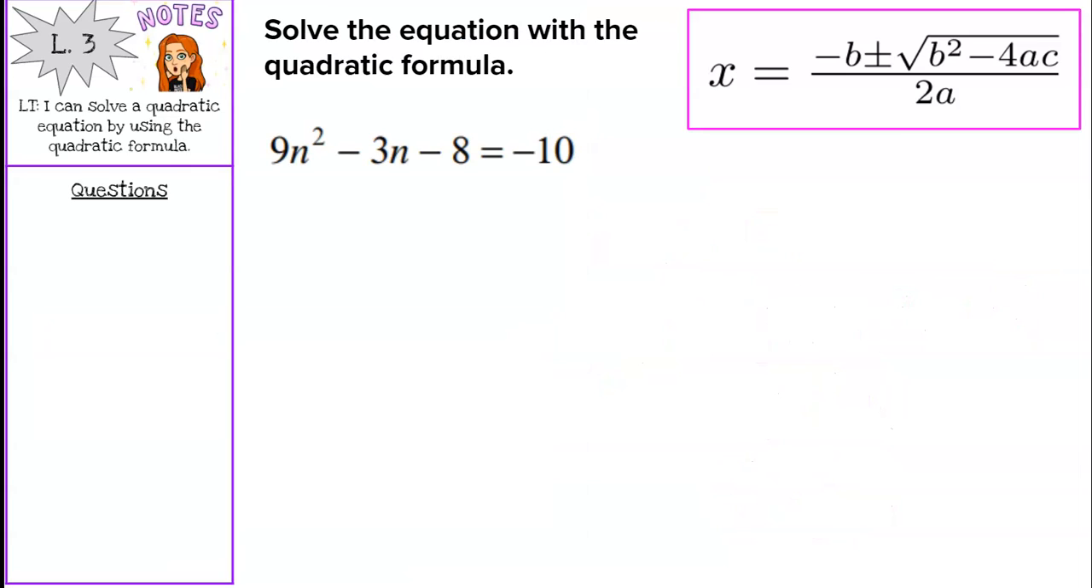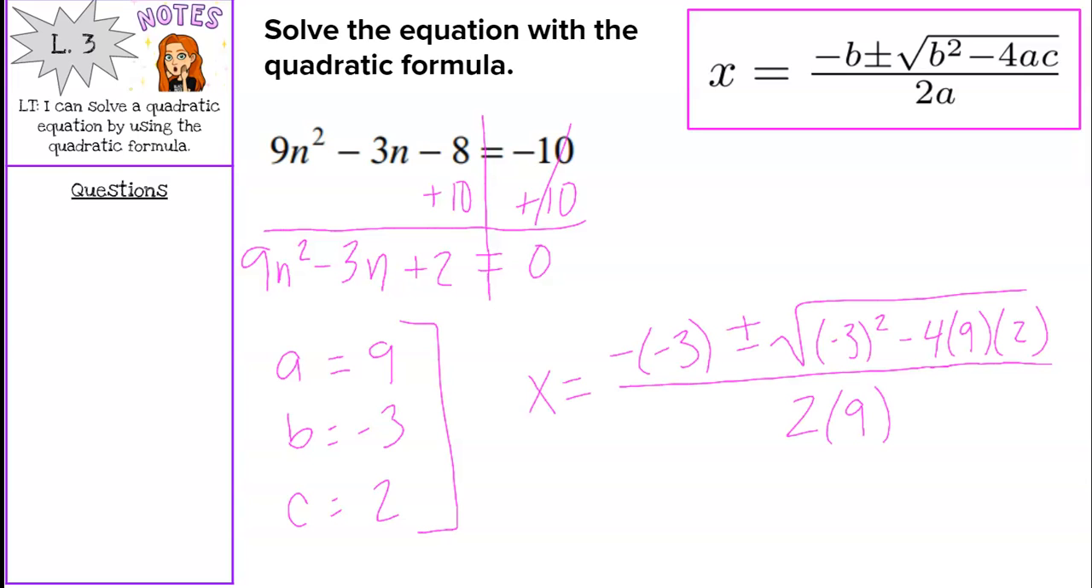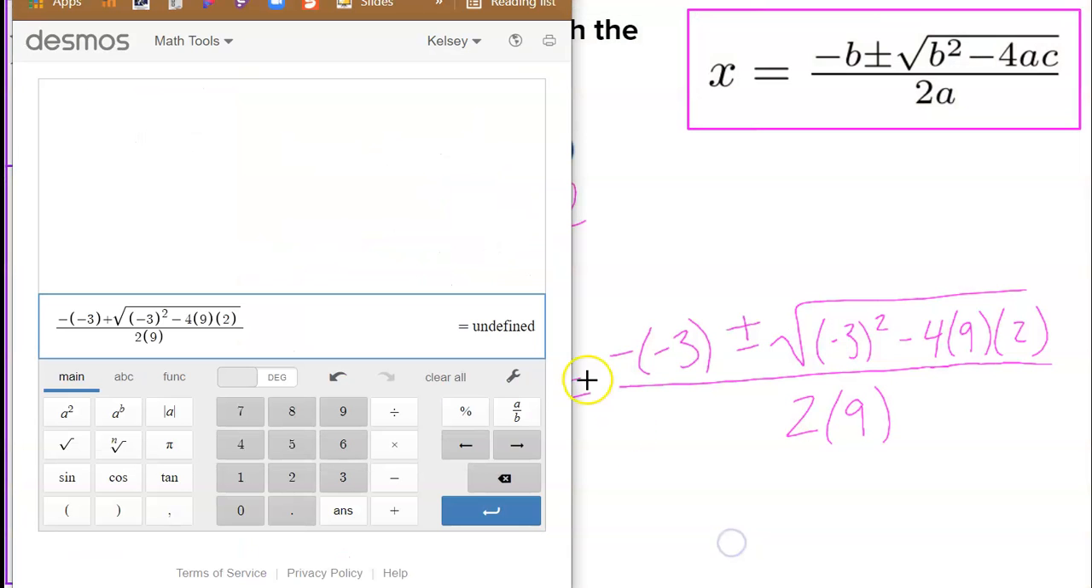All right, one more example. I want you guys to try this one on your own, see what you get, and then resume the video. So you should have gotten these values for your A, B, and C. A is 9, B is negative 3, C is 2. And when you put that in the quadratic formula, it should look like this. Now, when you typed that into your calculator, you should have found that you got this undefined answer.